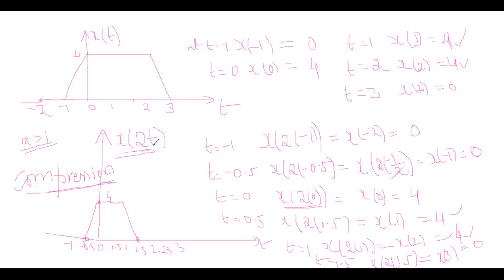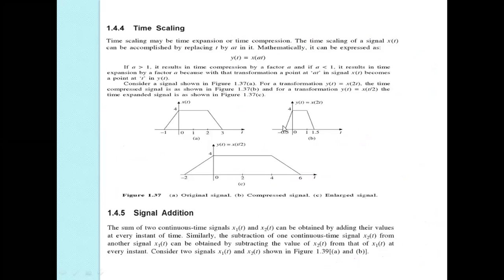This is the given signal. By multiplying the 2 for this t, we substitute the values of t equal to -1, 0, 1, 2, 3. And here the x of 2t we get according to the t values -1, -0.5, 0, 0.5, 1 and 1.5. It is compressed, the signal is compressed. See here at -0.5 and it is getting at the 1.5.